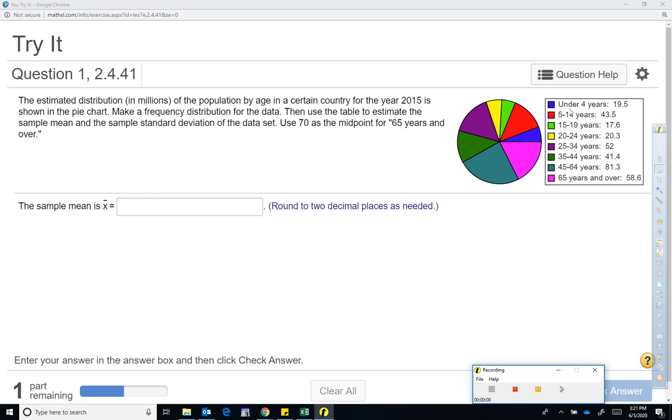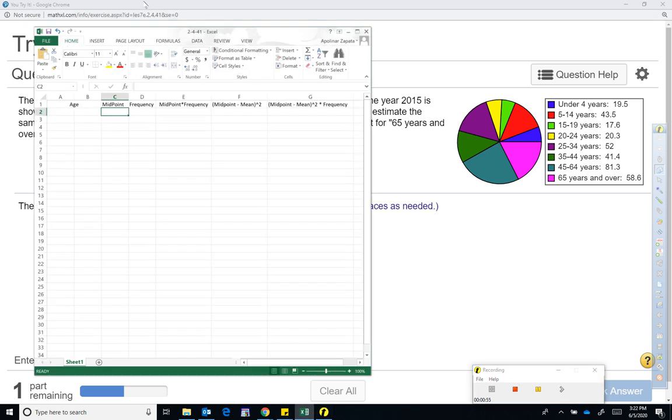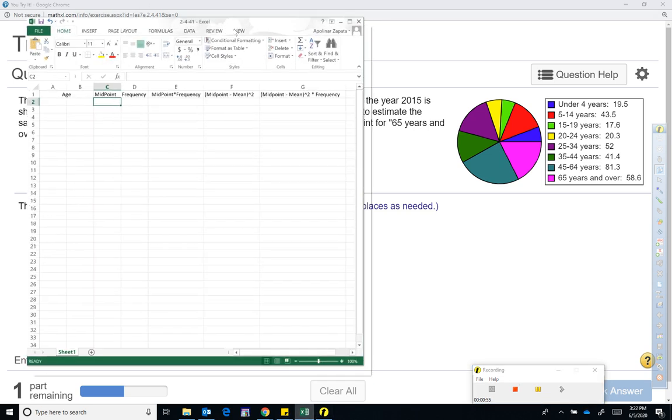So I want to use a spreadsheet, Excel, so we can include these values in the interval, or what is called the class, and here are the frequencies. So here is the one I created.